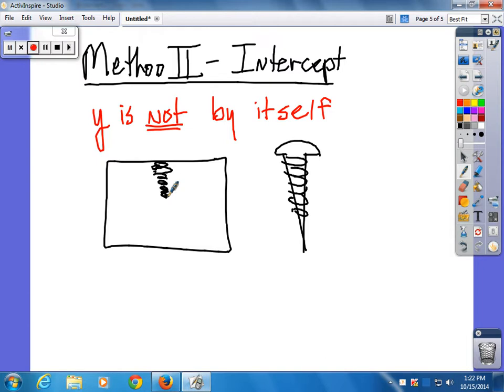Now, what's that got to do with this? That's why you use a screwdriver instead of a hammer. Because you're wasting your time if you use a hammer, even though it's quicker. Solving for y takes up time. So use method 2 whenever you don't have y by itself. All right? That's why I tell you.